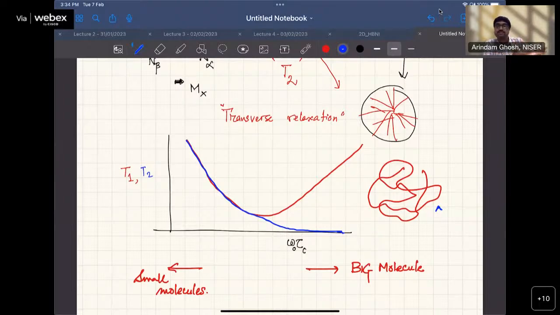Its dynamics is changing. So anywhere you are expecting a change in dynamics, earlier it was slow, then it becomes fast, or earlier it was fast, then it becomes slow, whenever you have such a thing, then T1, T2 is pretty handy. Also, even in protein molecules, T1 and T2 are very handy.